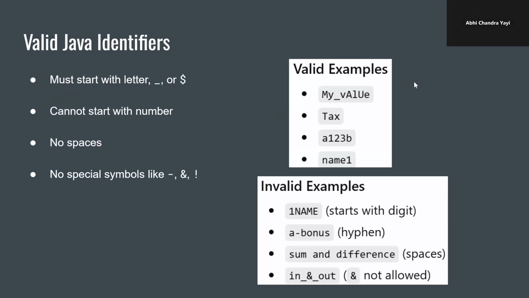So valid Java identifiers. An identifier is simply a variable name. There are a few important rules. It must start with a letter, underscore, or a dollar sign. It cannot start with a number. It cannot contain spaces, and it cannot contain special characters like hyphens, ampersands, or exclamation marks. And it cannot be a reserved Java keyword. So the top photo over here has examples of valid Java identifiers, and the photo at the bottom is an example of invalid Java identifiers.